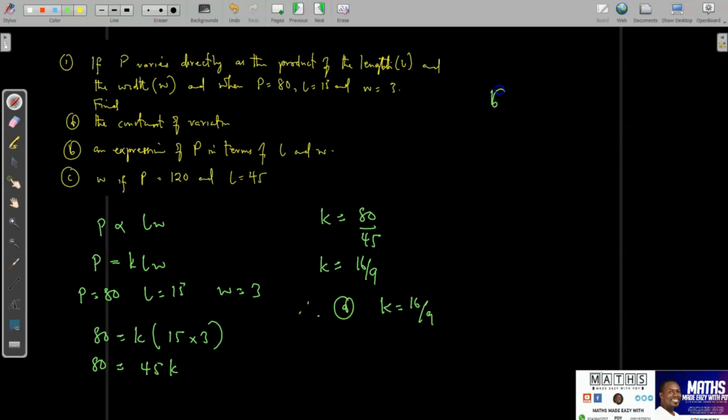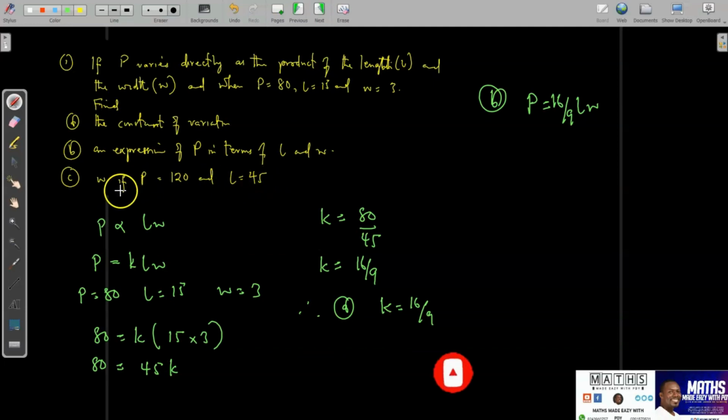So for the B part of the question, we are going to have P is equal to 16 on 9 LW. And that is the expression we've written for P in terms of L and W. My people, is that clear? Yes, sir. All right. Then the last part of the question says we should find W if P is equal to 120 and L is equal to 45.